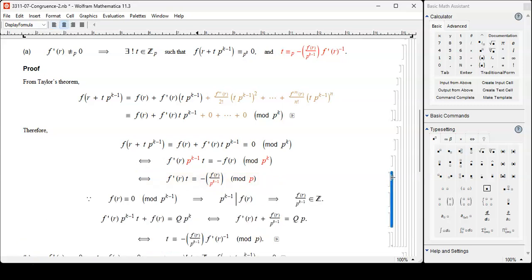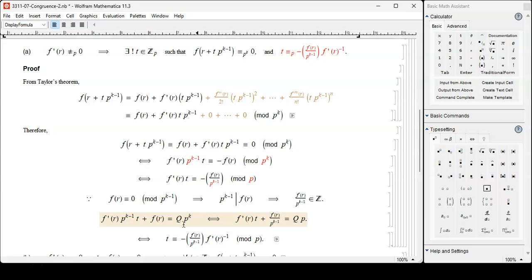Why is it true? Well, basically, it's coming like this. P to the k power divides the difference. So this thing is some quotient q times p to the k power, and divide each by p to the k minus 1 power. Then this one goes away, and this one becomes just qp, and f of r over p to the k minus 1 power. That's what I'm going to get.